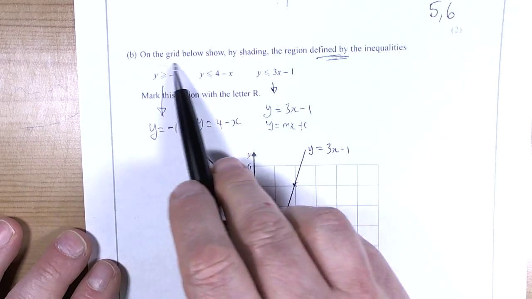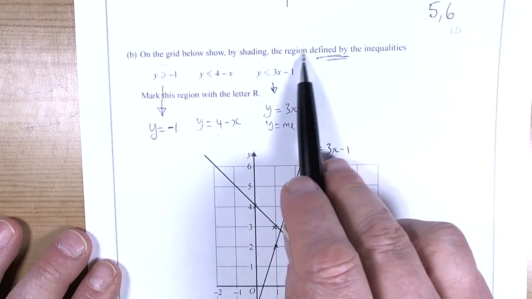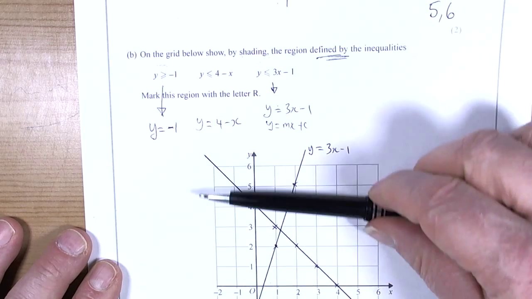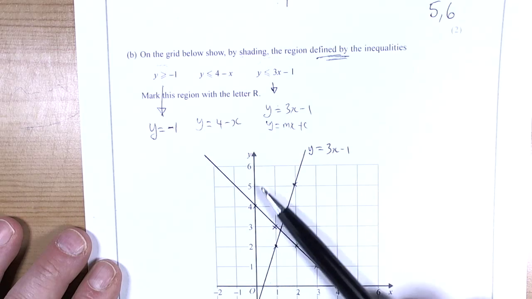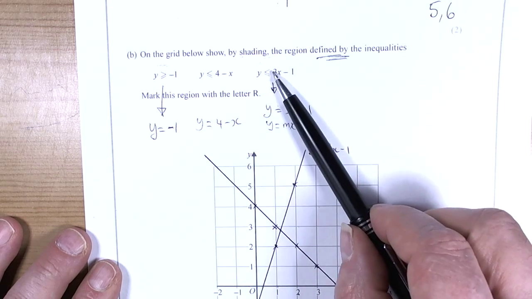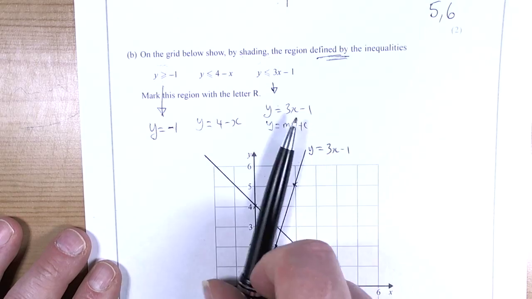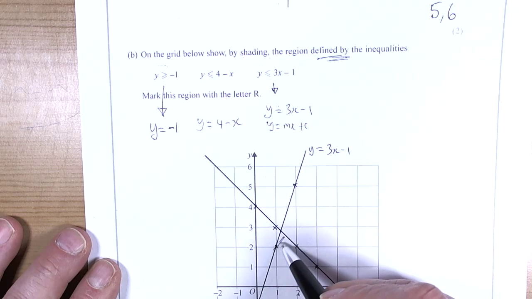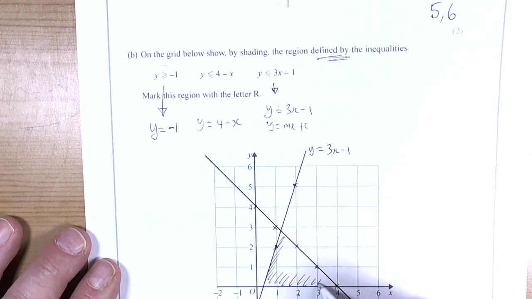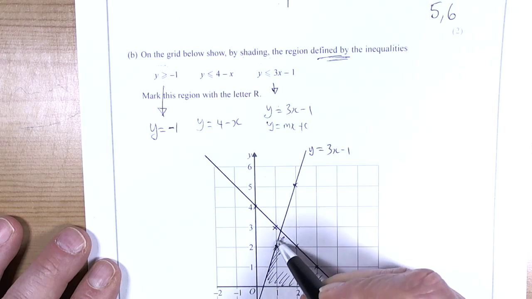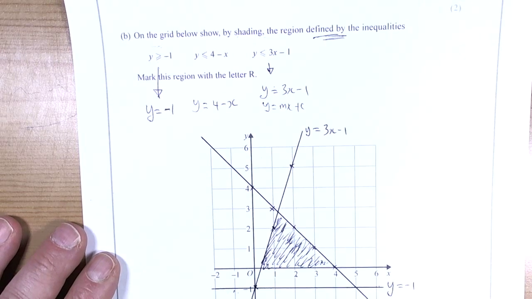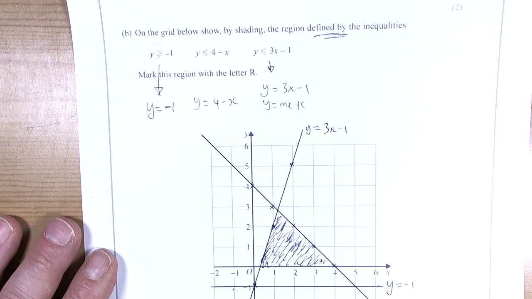Okay, so it says by shading, show the region defined by the inequalities. So y has got to be bigger than -1, so that means we're up here. y has got to be less than 4 take away x, so we've got to be below, and y has got to be less than 3x take away 1, so we've got to be down here. It's bounded by 3 inequalities, so it's likely to be this triangle here, but obviously you should check by going through each of the inequalities, and we shade in to show the region that we're interested in. And that would be the answer for that question. So, defining a region defined by given inequalities.